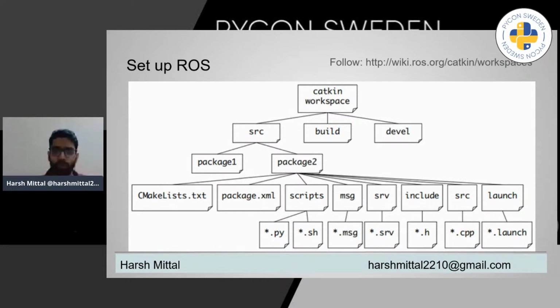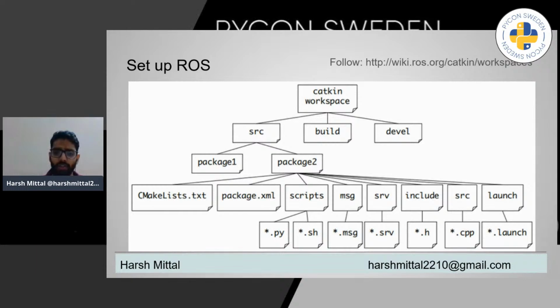Now, in the source folder, you have different packages. These packages can be a set of bots or a different set of algorithms that you want to include. In the package itself, you have your CMakeLists, which is your build system. Then comes your package.xml file. This file defines a lot of different properties like your package name, its version, authors, maintainer, and majorly what the different dependencies are that you require in your catkin package. Then there are different folders for scripts, custom messages, and services that you want to include, then the include and source folders, and finally your launch folder.